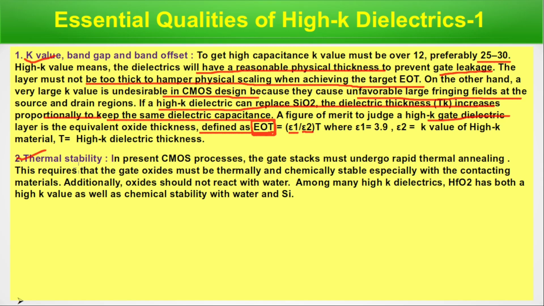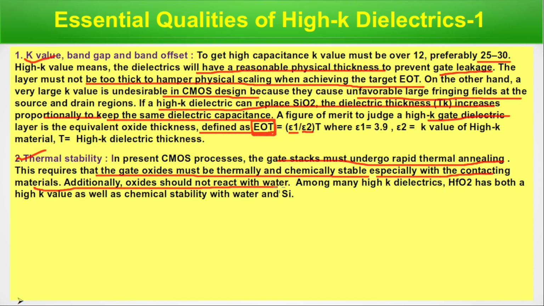Once oxide is done, then metal layer, then interconnect layer, then so many layers are there. Even after fabrication, it must withstand high temperature because the rest of the steps are yet to occur. Thermal stability: in present CMOS processes, the gate stacks must undergo rapid thermal annealing. This requires that the gate oxide must be thermally and chemically stable, especially with the contacting materials.